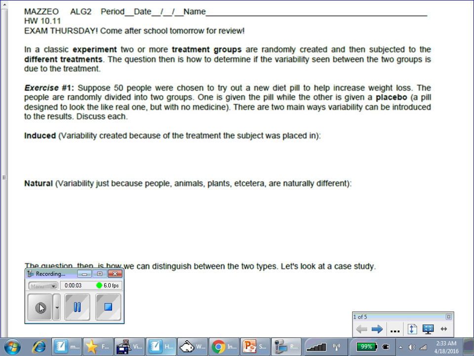Hey guys, so this is homework 10.11, and what we're going to be talking about is comparing different experiments or even different treatment groups within an experiment. So let's just start reading at the top. In a classic experiment, two or more treatment groups are randomly created and then subjected to the different treatments. The question then is how to determine if the variability, this is an important word, variability seen between the two groups is due to the treatment or not.